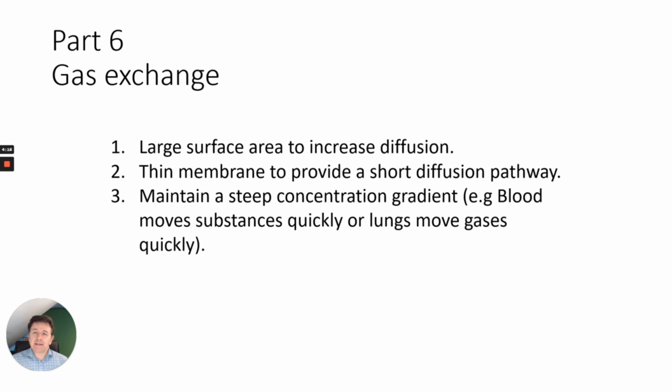The key things are: to increase gas exchange, you need a large surface area to increase the rate of diffusion. You need thin membranes to provide a short diffusion pathway, and you need to maintain a steep concentration gradient. So for example, blood moves substances quickly, or the lungs move gases quickly.